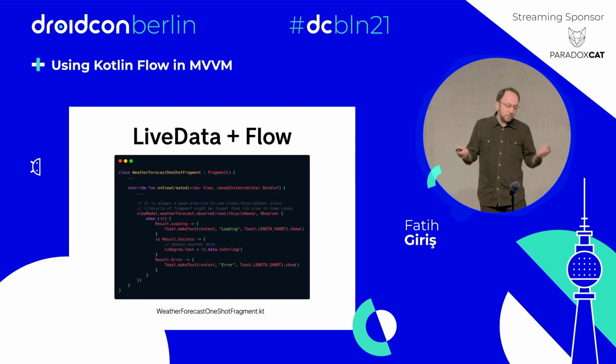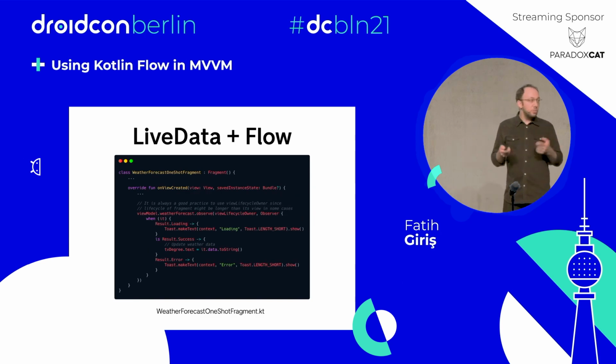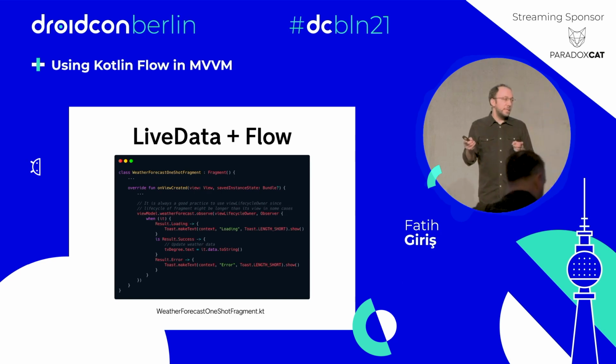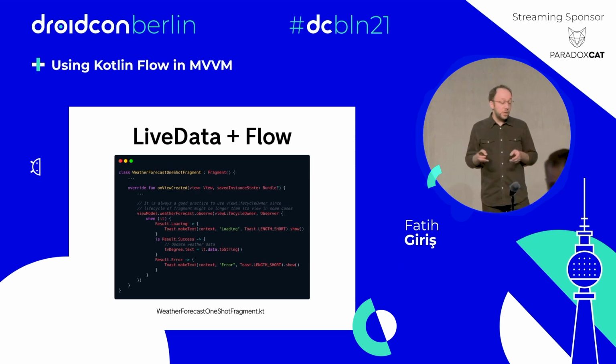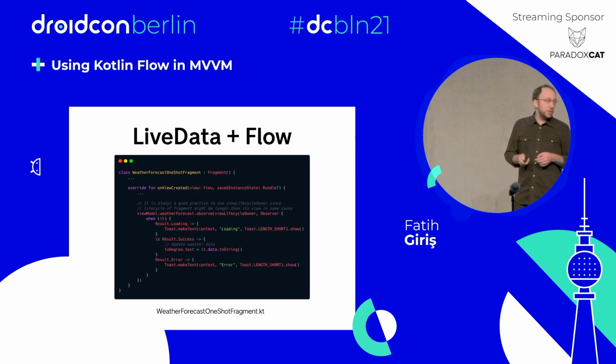And in the fragment, I just wanted to show that it's a normal observing of LiveData. But the most important thing is, if you don't observe the LiveData, then the flow emission is not going to start. So it's really important to start the observation of the LiveData. Otherwise, you're not going to start the emission inside the flow.